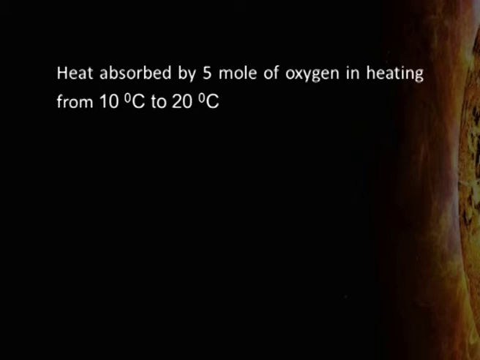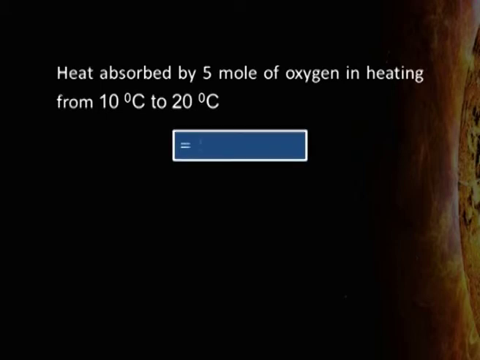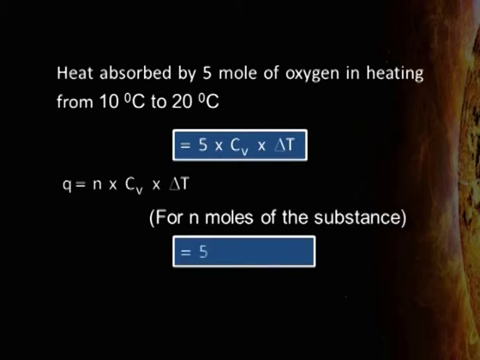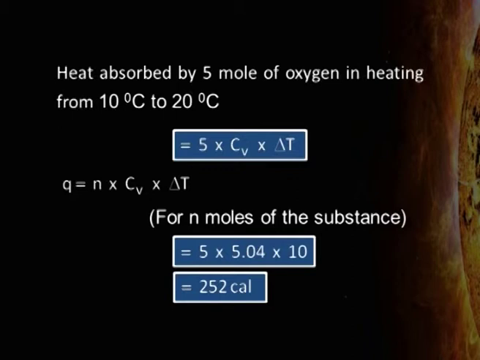Heat absorbed by 5 moles of oxygen in heating from 10 degrees Celsius to 20 degrees Celsius will be equal to 5 into Cv into delta T, because Q is equal to n Cv delta T for n moles of the substance. Therefore, it will be equal to 5 into 5.04 multiplied by 10, which is equal to 252 calories.